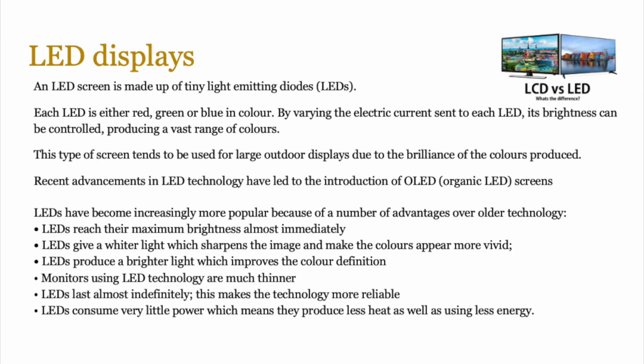Let's move on to LED displays. An LED screen is made up of tiny light emitting diodes, and these diodes are either red, green, or blue in color. By varying the electric current sent to each LED, brightness can be controlled, producing a vast range of colors. Now, this type of screen tends to be used for large outdoor displays due to the brilliance of the colors produced, or nowadays on your phones. Recent advancements in LED technology have led to the introduction of organic LED screens and even micro organic LED screens, which are the premier of the current display technology.